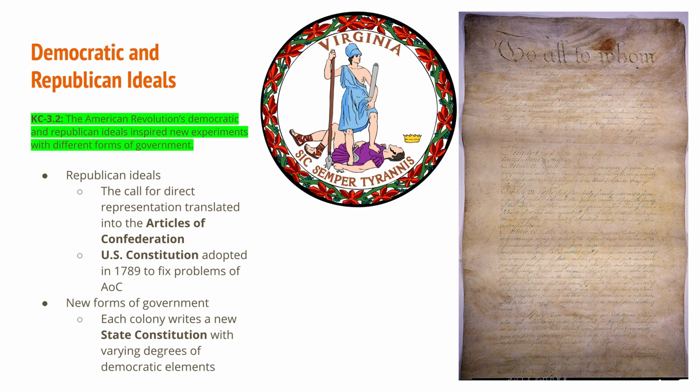At the same time, the states or the colonies were instructed to write their own state constitutions to have a form of government that was now separate from the monarchy. So each state wrote their own constitution, and here's the seal of the state of Virginia. You can see their motto is Sic Semper Tyrannis, and it's a visual of Caesar being slain. All of these states are going to have differences in their state governments, but they're all going to be representative or Republican in a way.